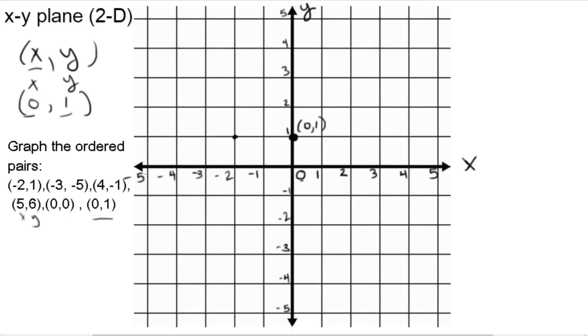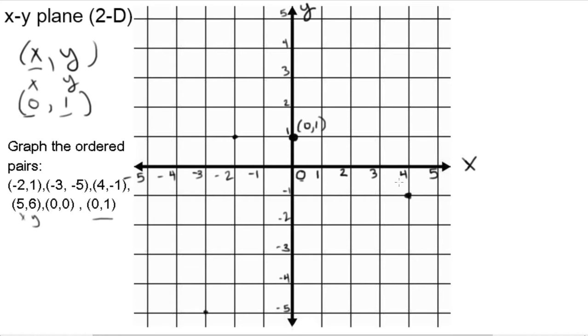Second one, negative 3, negative 5. I'm going to change that. I don't have a 6. I'm going to change this out. Next one, that's not going to be 5, 6 because there's no 6 on here. Well, let's get 4, negative 1. So we go out right here, 4, down to negative 1. That's the point 4, negative 1.